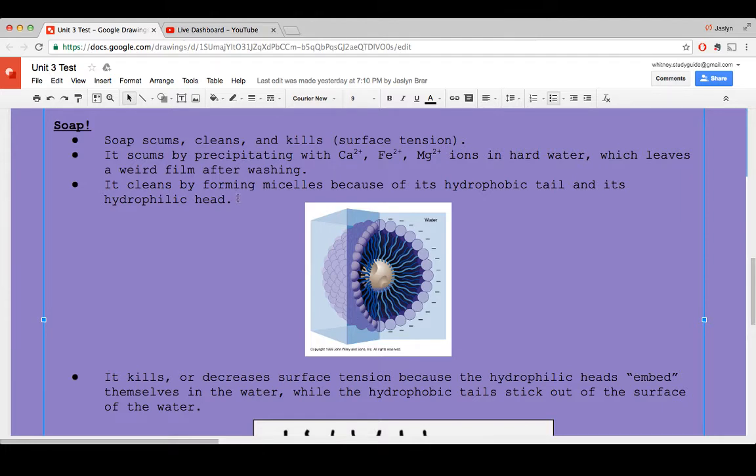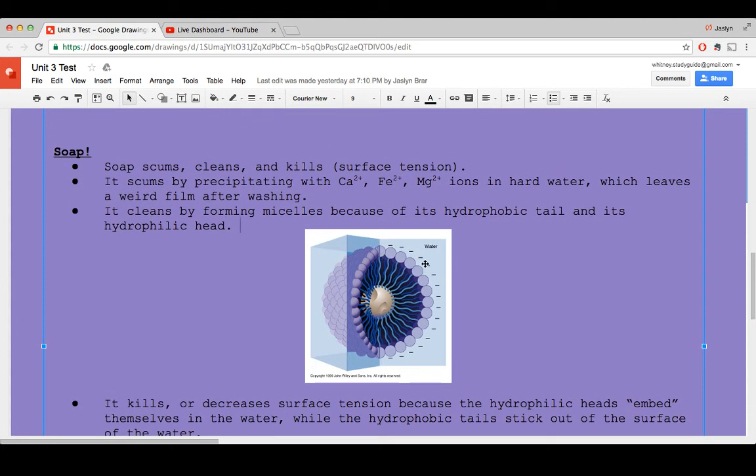So it cleans, like we use it for cleaning in the first place, because it forms micelles because of its hydrophobic tails and its hydrophilic heads. It's kind of like a lipid. The hydrophilic head is polar, so it's attracted to the polar water. It's hydrophilic, it means it loves water. The hydrophobic tail does not, it's non-polar, so it doesn't like water. Instead of going with water, it'll try to find other things to attach onto, like oil and grease or dirt.